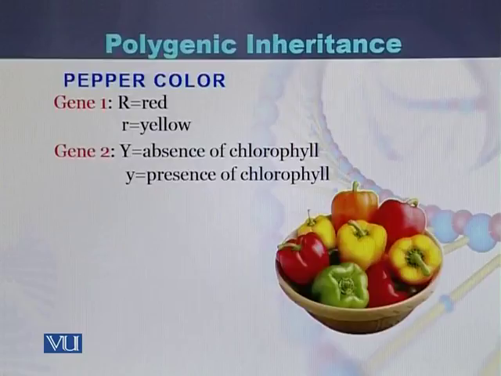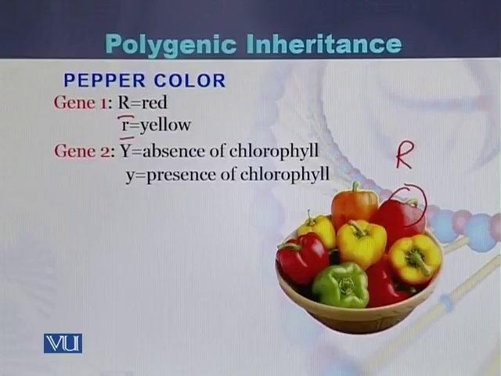Here is an example. In pepper color, there are two genes which control the pepper color. Gene 1 can exist in a dominant form. If there is a dominant allele, then the color of the pepper will be red. So in this pepper there is a red gene. While if there is a recessive allele of the same gene, then the color of the pepper would be yellow.